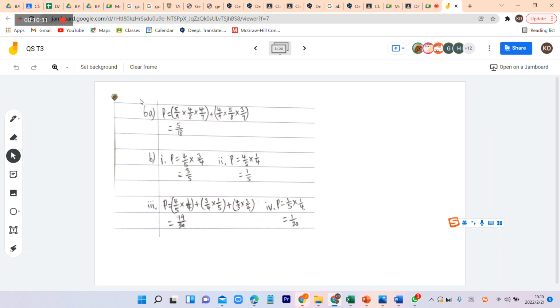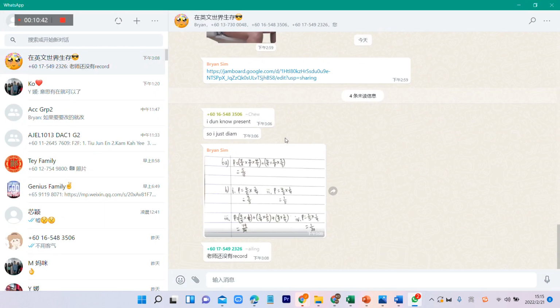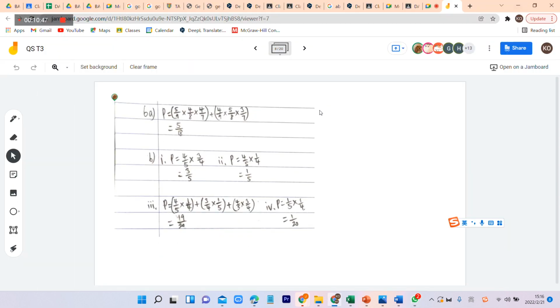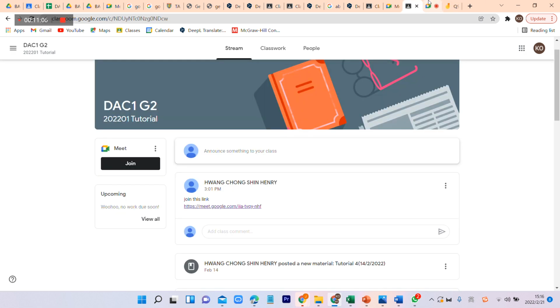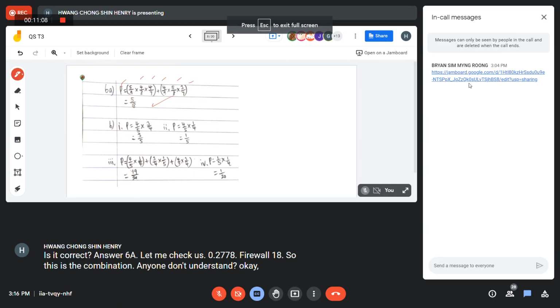Is the answer to 6A correct? Let me check first. 0.2778, which is 5/18. So this is the combination. Anyone don't understand? Okay, nobody. I explained already, right?